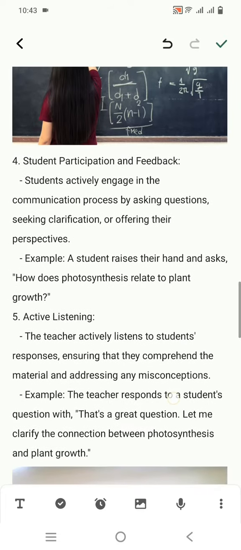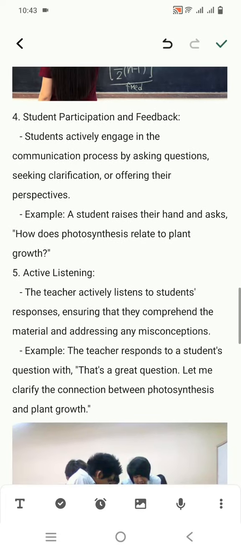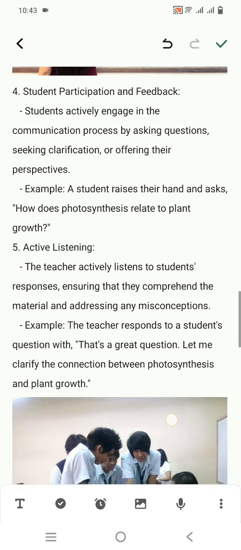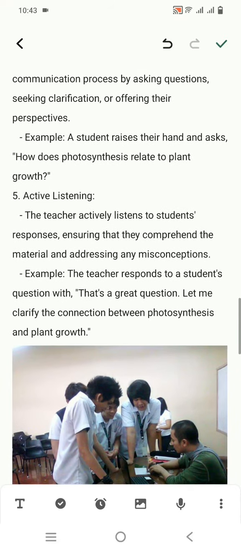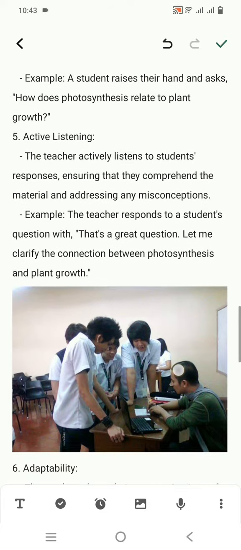Number 5, active listening. The teacher actively listens to students' responses, ensuring that they comprehend the material and addressing any misconceptions. Example, the teacher responds to a student's question with, "That is a great question. Let me clarify the connection between photosynthesis and plant growth."